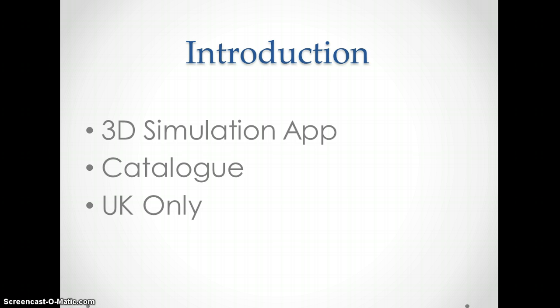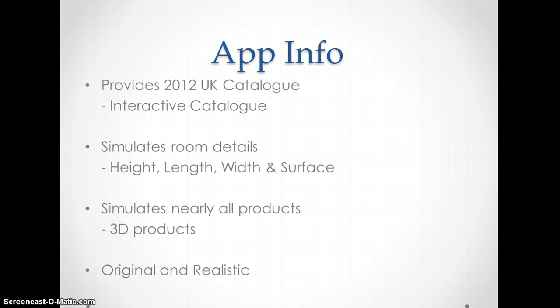Now, the app is a 3D simulation app for Ikea. It provides a catalog and it's for the UK only. Now some general information about the app and what it is. At first, the app provides the catalog of 2012 UK, and it's an interactive catalog. One can search the catalog categories, products itself, product codes. One can choose the pages. They can share by Facebook, Twitter, or email.